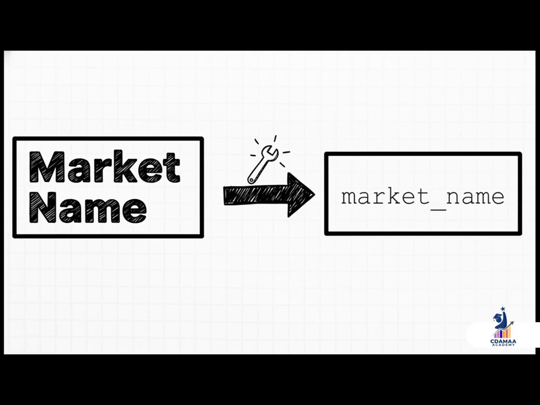Welcome to Step 3, Rename. See, real-world data often comes with column names that have spaces or capital letters like market name. That's actually pretty awkward to work with in code. So a great professional habit to get into is to rename them to a consistent code-friendly format, all lowercase with underscores instead of spaces. Much better.